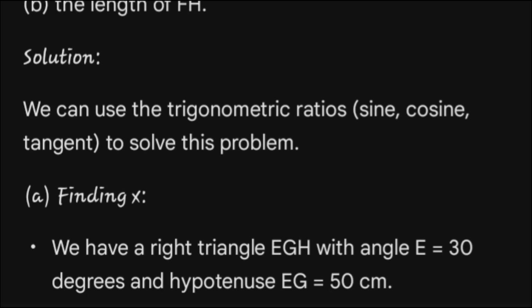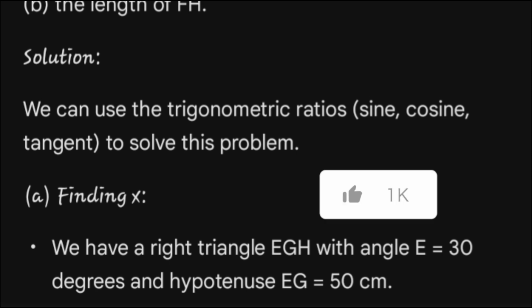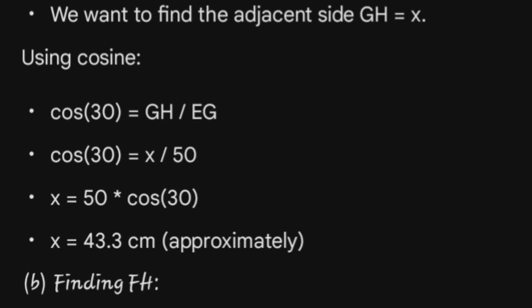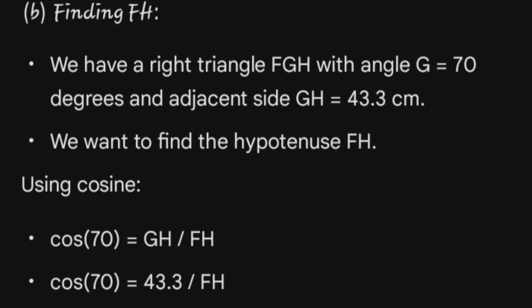A. Finding X, we have a right triangle EGH with angle E equals 30 degrees and hypotenuse EG equals 50 centimeters. We want to find the adjacent side GH equals X. Using cosine, cos 30 equals GH over EG. Cos 30 equals X over 50. X equals 50 times cos 30. X equals 43.3 centimeters, approximately.